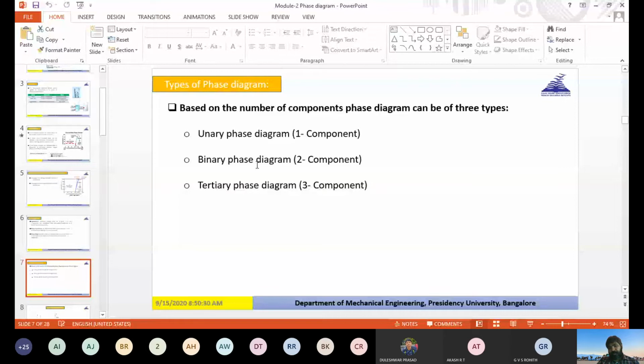So based on the number of components, the number of chemical species present in the system, we can classify the phase diagram into three different types. If one component is present, we call it a unary phase diagram. If two components are present, we call it a binary phase diagram. And if three components are present, we call it a tertiary phase diagram. Component is nothing but the number of independent chemical species present in the system.